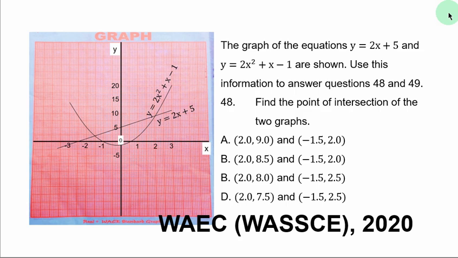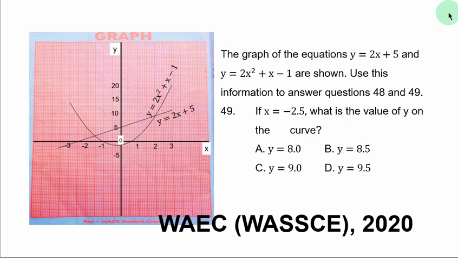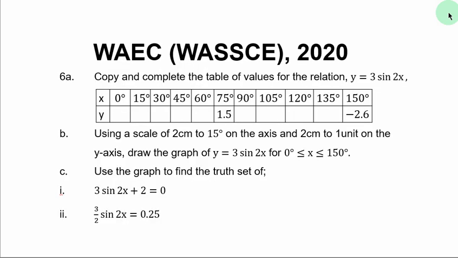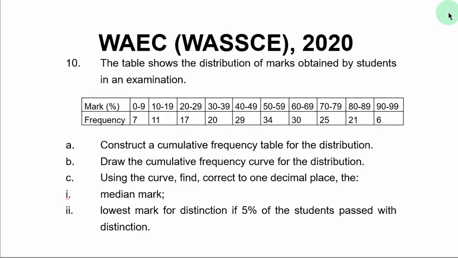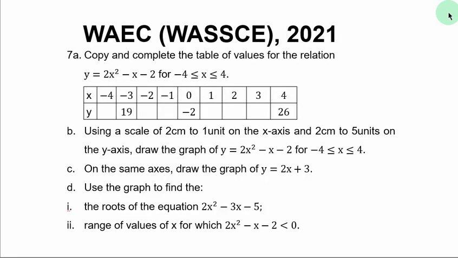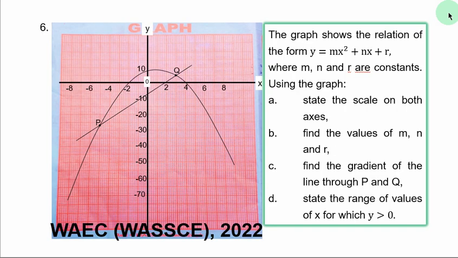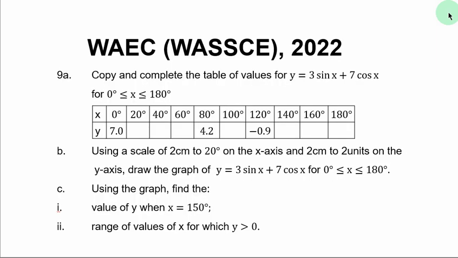2020, quadratic and linear graph in the objective session. The same year, you have another question. 2020, you have trig graph. 2020 again, you have statistics graph. 2021, you have quadratic graph. 2022, you have quadratic and linear graph together. The same year, you have trig graph.